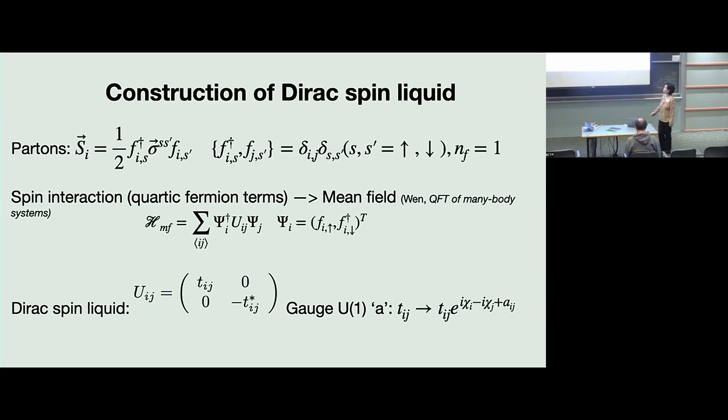We probably don't need to go over the construction for a frustrated magnetic system. So the spins are fractionalized into spinons, and for spin 1/2, we have two spinon species. And the spin-spin interaction at mean field level can be decomposed into a quadratic mean field Hamiltonian in terms of the spinons. And the Dirac spin liquid is realized when the spinons are hopping in a certain pattern described by this nearest neighbor hopping Tij.